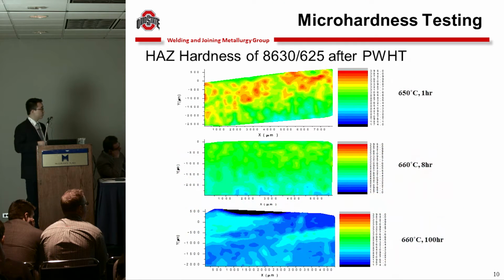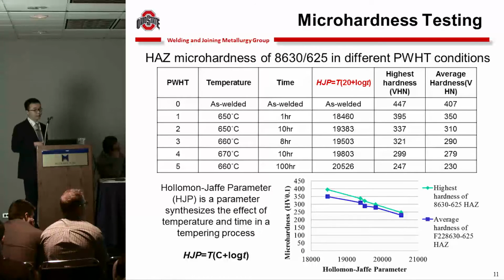The post-weld heat treatment was conducted to reduce the hardness in the heat-affected zone, under different post-weld heat treatment conditions. We tried at least 5 different conditions, and we can see the temperature, time, and the Hollomon-Jaffe parameter. For those who do not know the Hollomon-Jaffe parameter, it's a parameter that synthesizes the effects of temperature and time in a tempering process. This is the equation to calculate it.